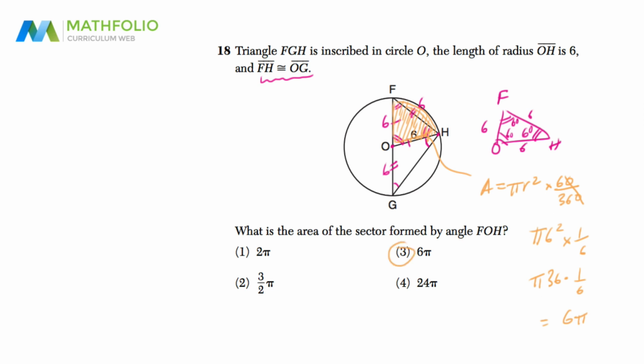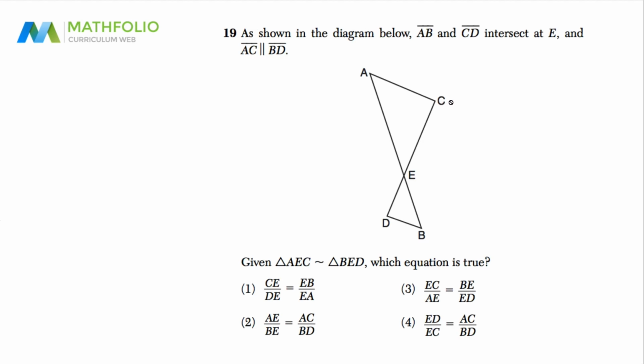That's number 18. Alright, so this is question number 19. In this question, we are told that AB and CD intersect at E. So that's really just telling us about this point right here. That's the point of intersection. We're also told that segment AC is parallel to BD. And so that now tells us a whole bunch of things.